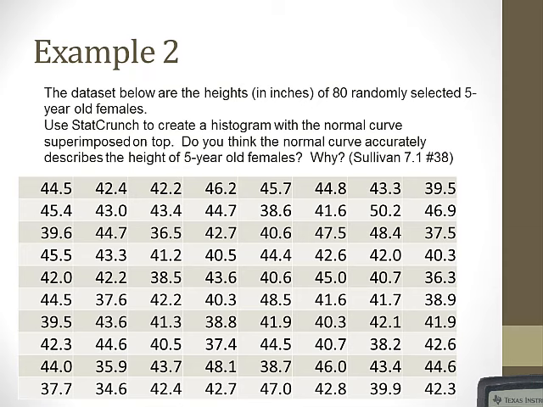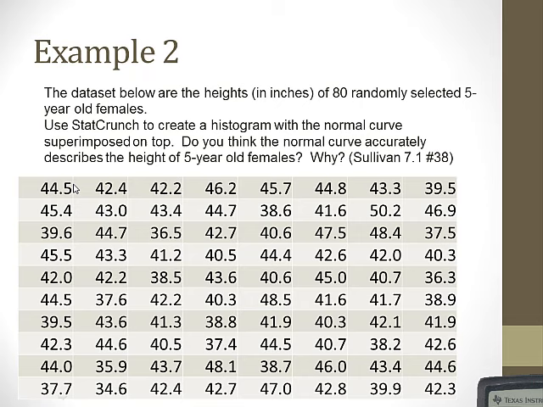Example 2. The data set below are heights in inches of 80 randomly selected 5-year-old females. Use StatCrunch to create a histogram with the normal curve superimposed on top. Do you think the normal curve accurately describes the height of 5-year-old females, and why?